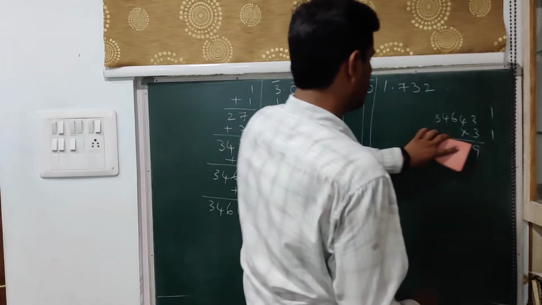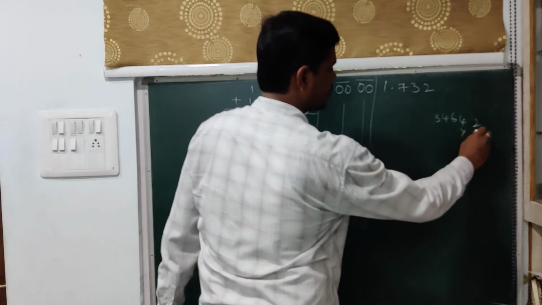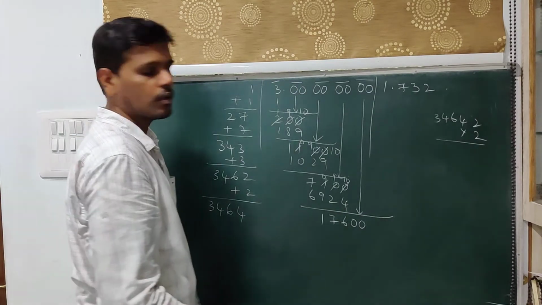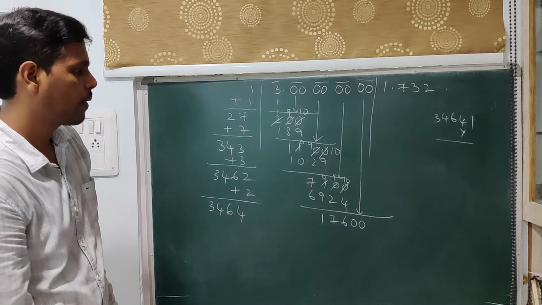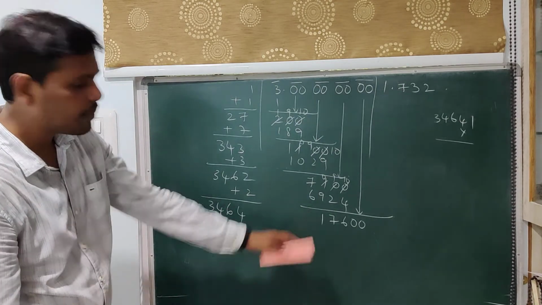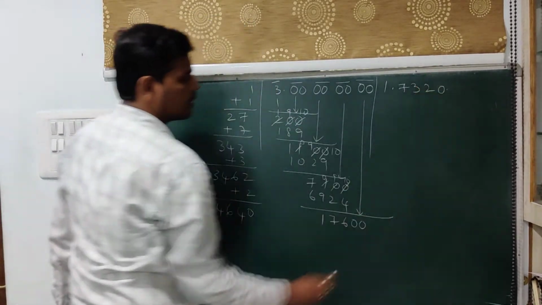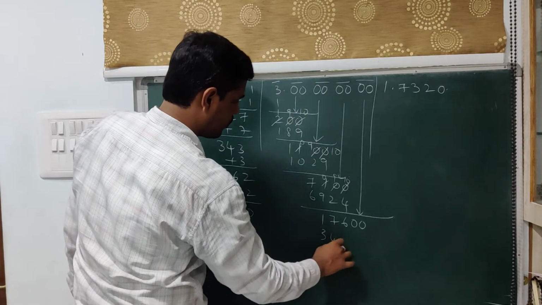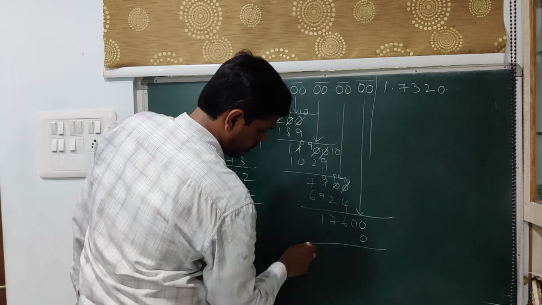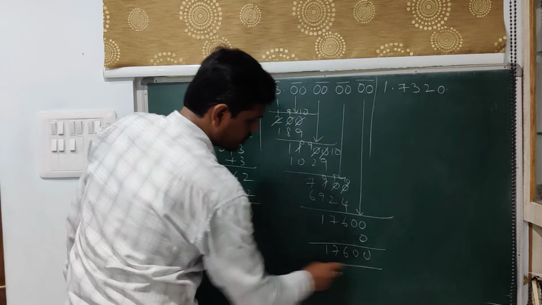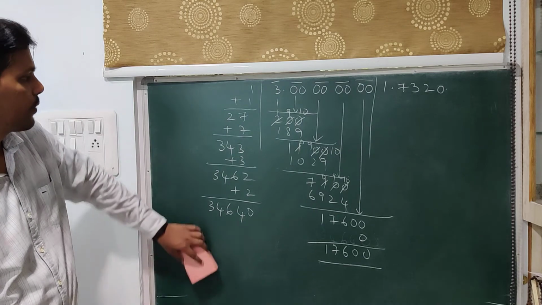So I'll go with some 2. If I go with the 2, even 2 will be much more than that. So I'll go with 1. If I go with 1, then the number will be 34641. Even that number will be greater than this. So I'll go with 0. So if I go with 0, then I'll place 0 over here, and that will be 3464. In fact, 0 into any number is 0. So that will be 0. So subtract it 176. So that is what you will be left over with, 1.7320. So that is the value of root 3. Now we go with root 5.